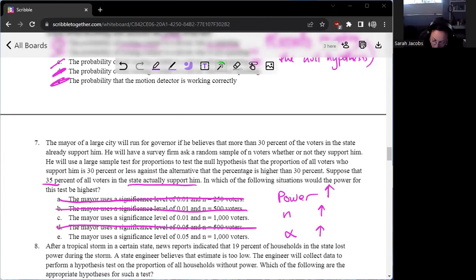All right, so that was our sample size. We checked that. Now let's look at our significance level. First significance level is 0.01. This one is 0.05. Well, we want the higher significance level as well.